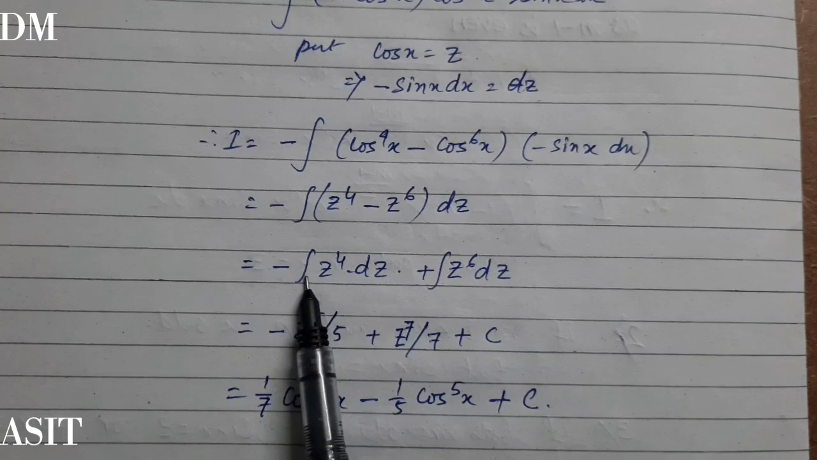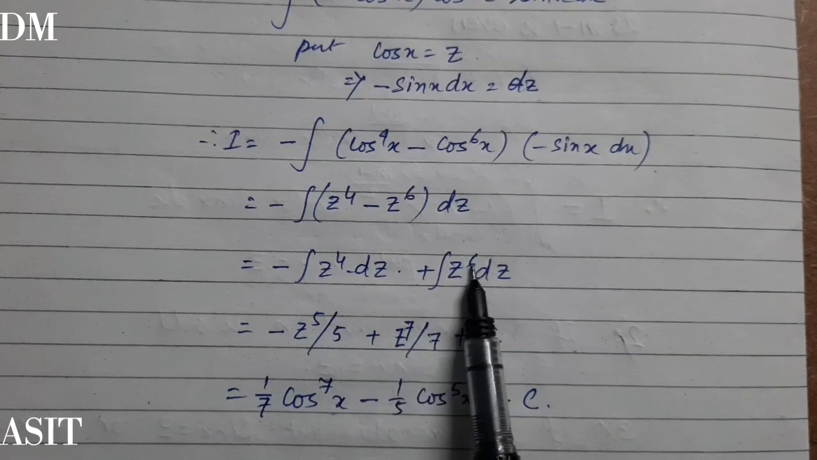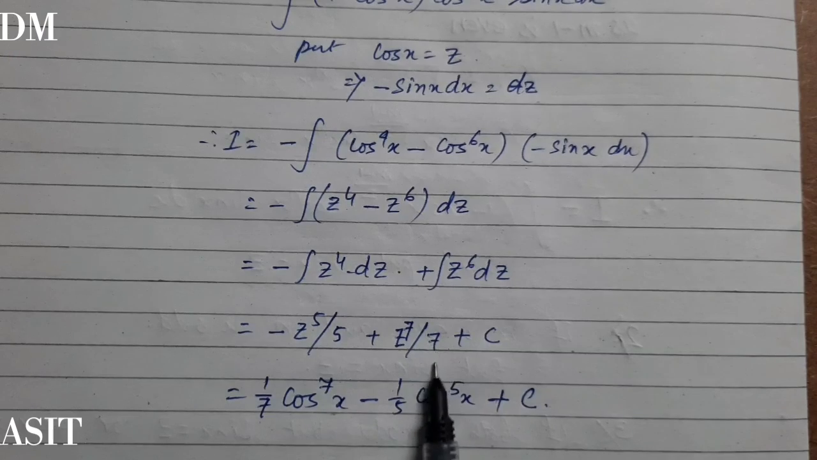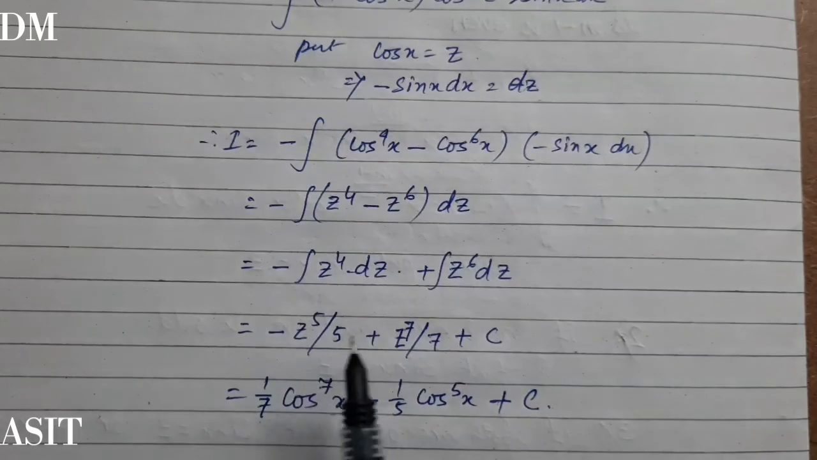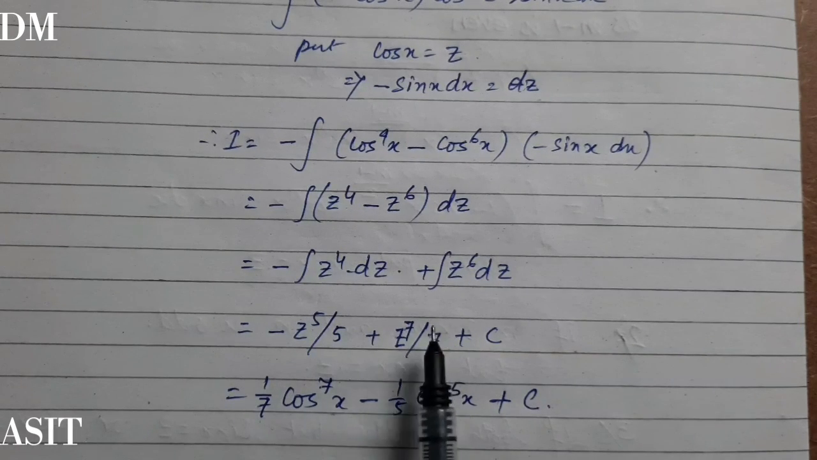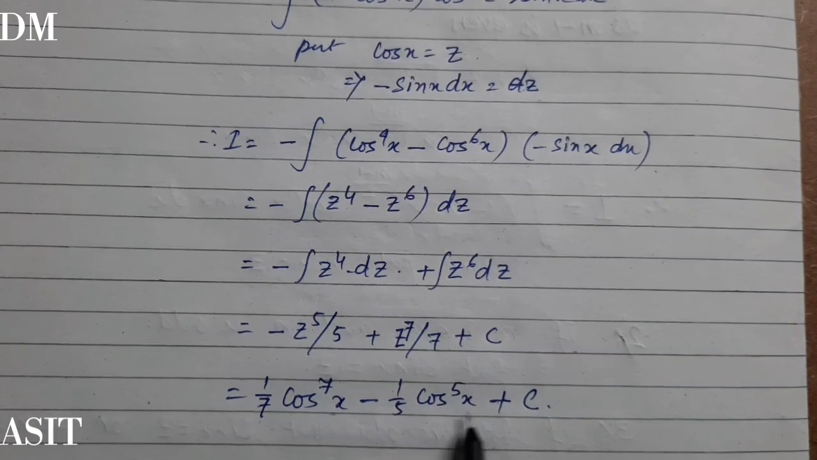Now we can apply the formula. Z to the power 4 will be z to the power 5 by 5 and z to the power 6 will be z to the power 7 by 7. So therefore, since z is cos x, we replace back. So let me write this first: 1 by 7 cos to the power 7x minus 1 by 5 cos to the power 5x plus.